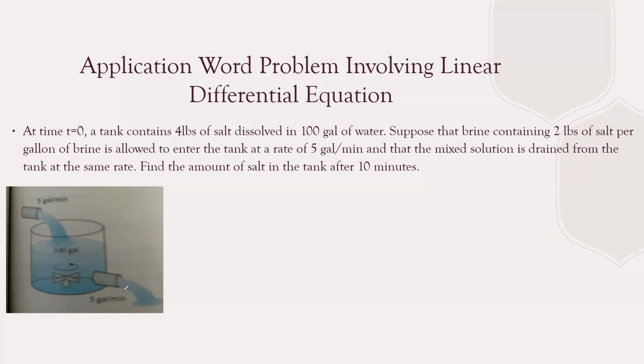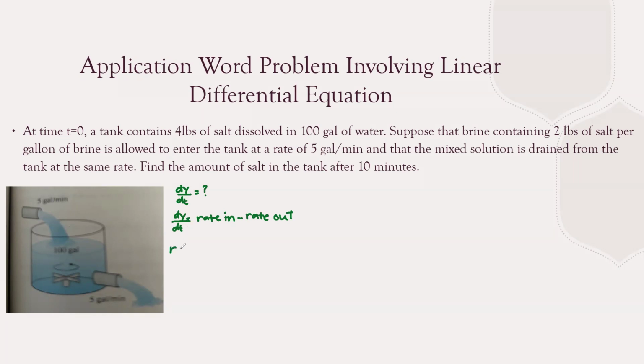So first what I have to do is find dy/dt. In our case, it's going to be rate in minus rate out, because water is pouring in and then it's coming out. Okay, so let's find the rate in and then the rate out.